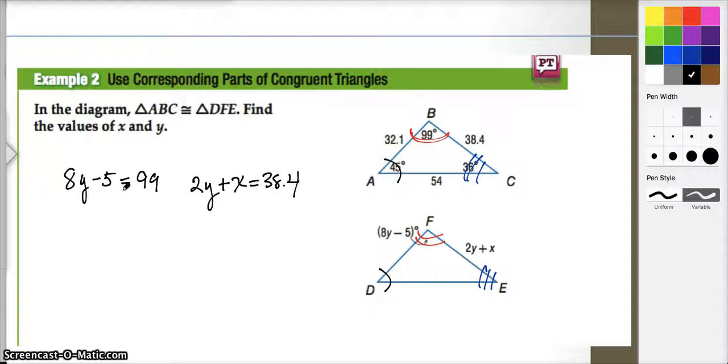They are always trying to keep our algebra game uptight, but we're tough. So 8y is equal to, I'm going to add 5 to this side, and when I do that, I get 104. 8y is equal to 104.